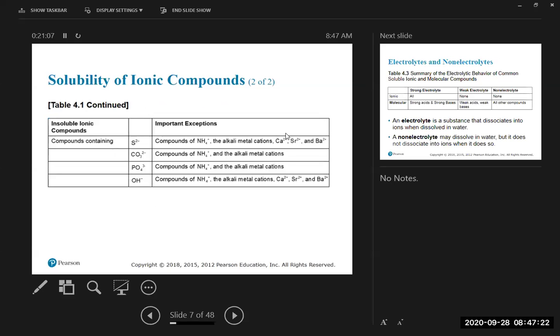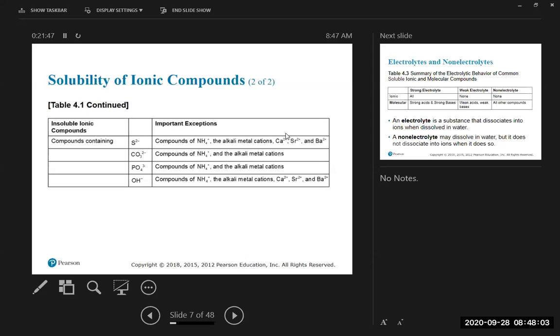So here are some examples of ionic compounds that are typically insoluble. Remember, soluble means it goes into solution. Insoluble means it will be a clump of something sitting at the bottom of the beaker. So sulfide, carbonate, phosphate, hydroxide, a lot of those form insoluble compounds, but there are some exceptions of things that are soluble. One that should jump out at you is ammonia, so NH4+. If it's an ammonia salt, it's usually soluble, regardless of what the back end is, what the anion is.